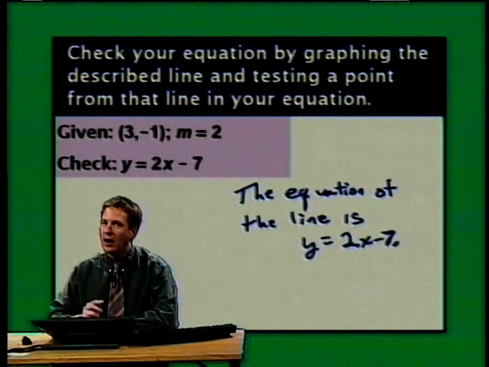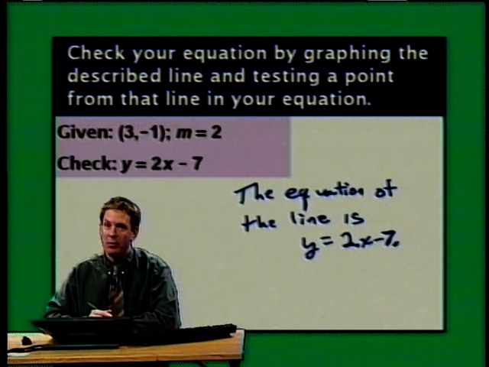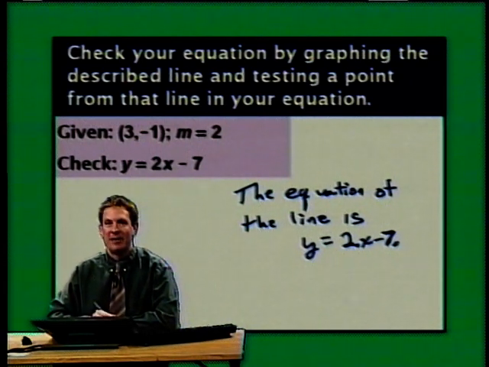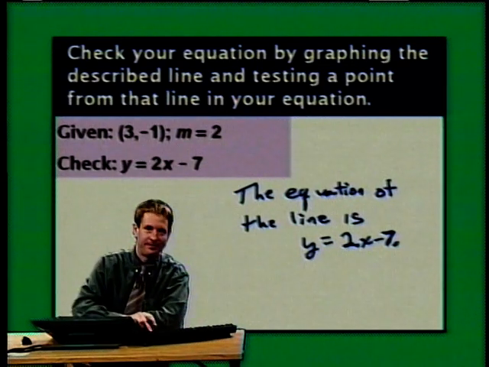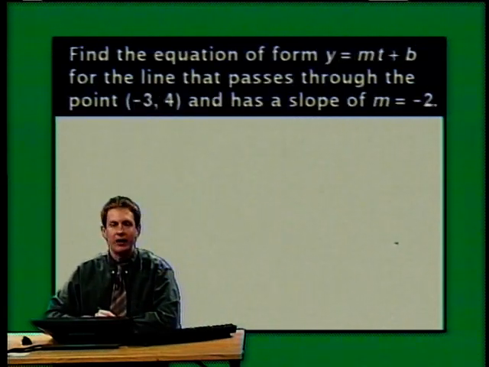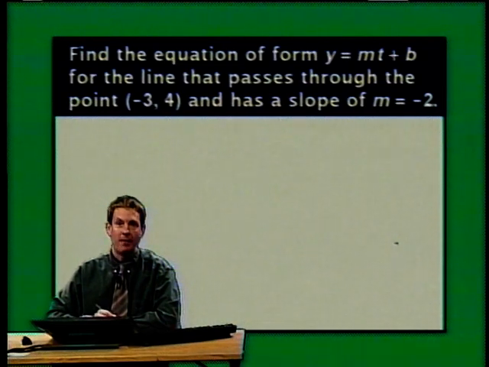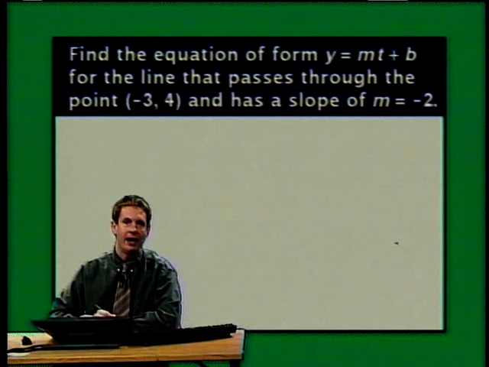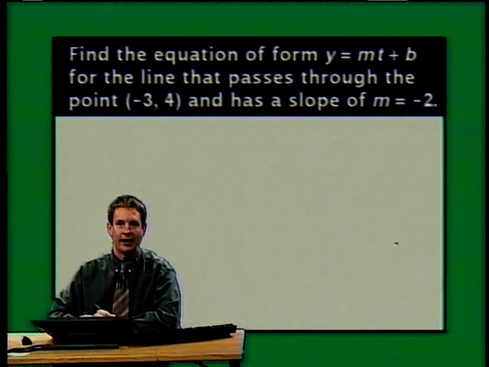Now there were a whole lot of steps to that problem-solving process, so let's see several examples so you can get lots of practice on going through the steps. Let's find the equation of form y equals mt plus b for the line that passes through the point (-3, 4) and has a slope of m equals -2.